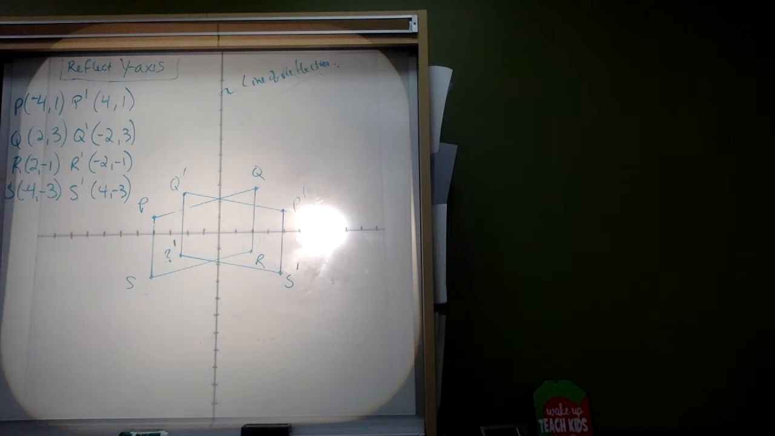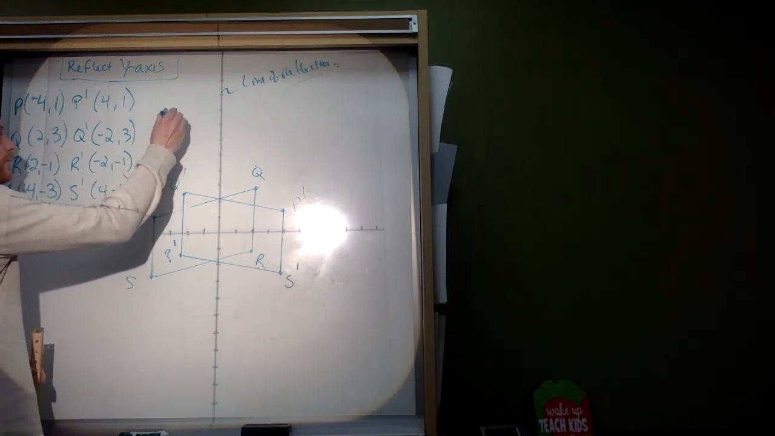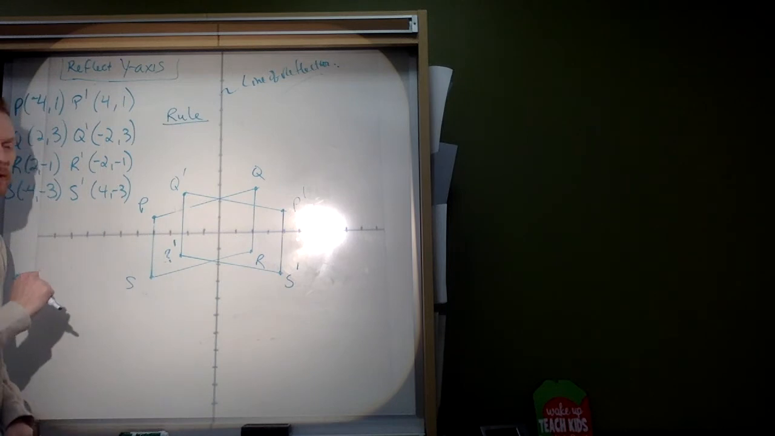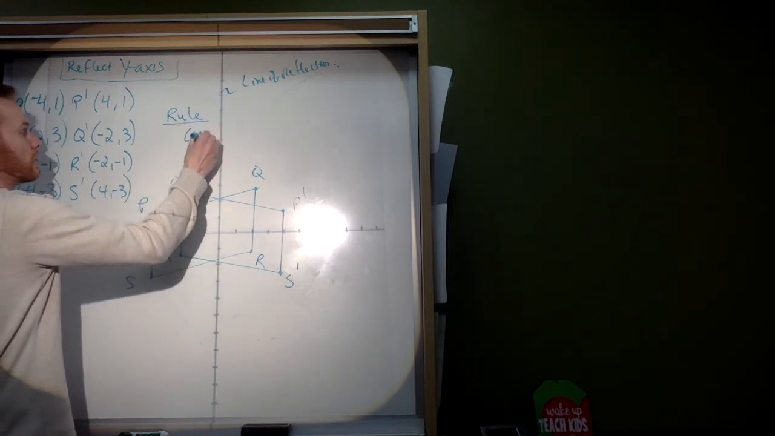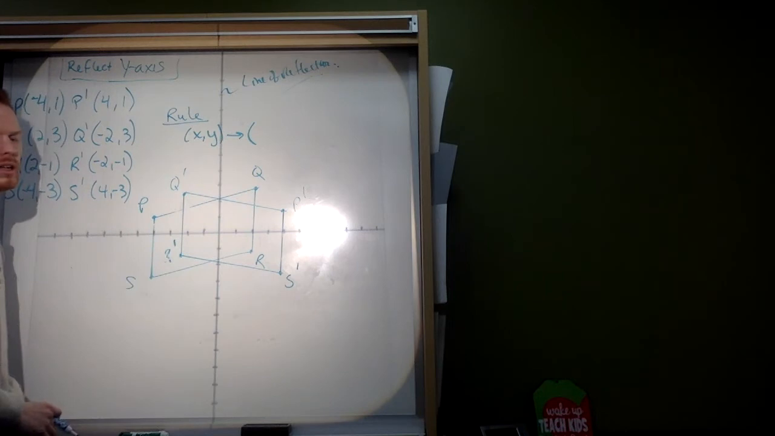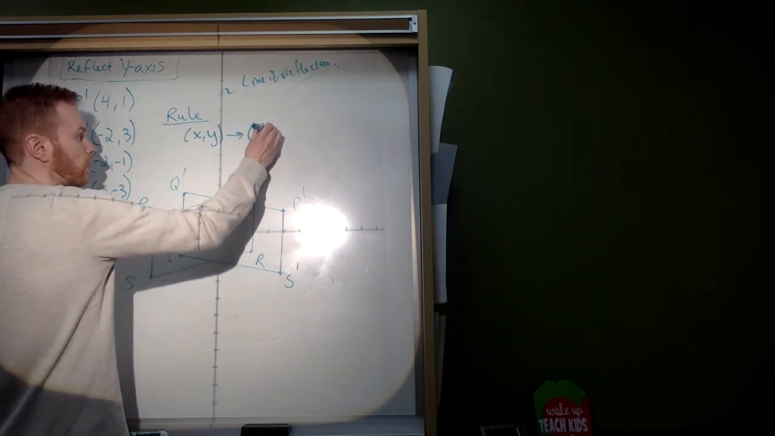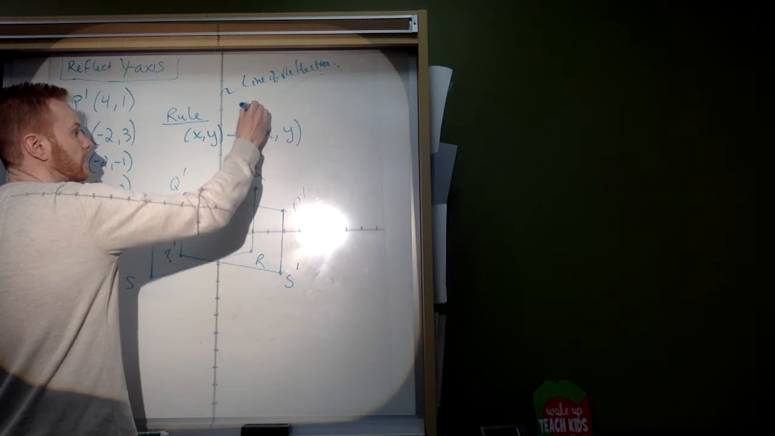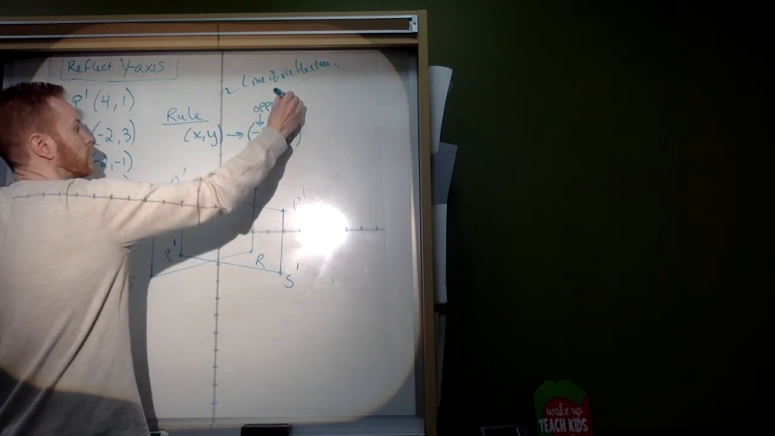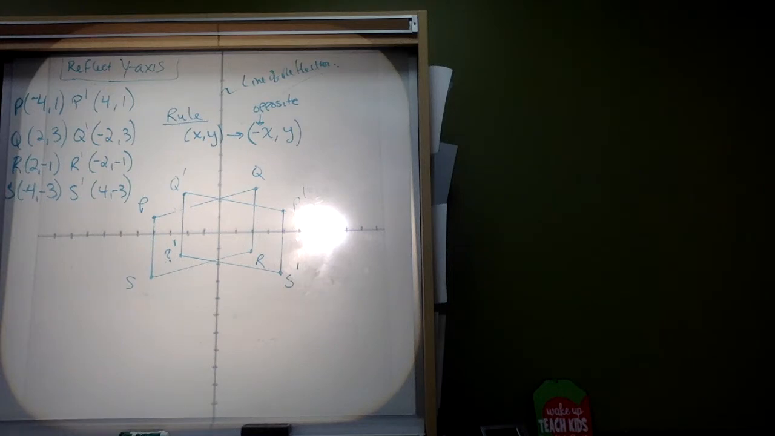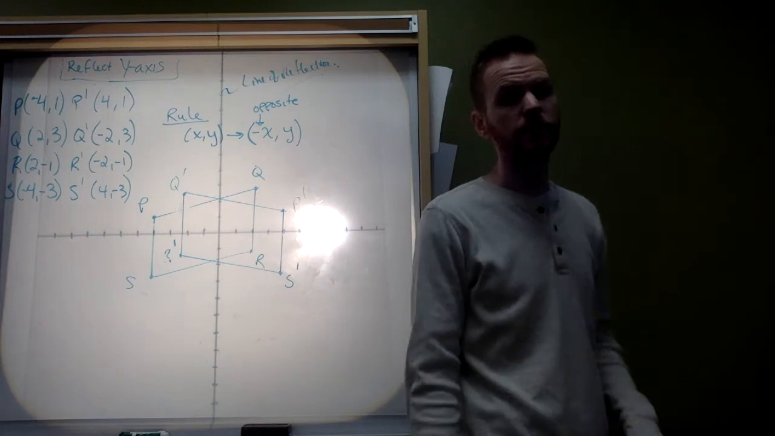Looking at the coordinates, I can see that the y coordinate stayed the same for each reflection. But the x coordinate, we can notice that the signs changed for each one of them. Therefore, the rule is, when you're reflecting across the y-axis, you take your point and you keep the y-coordinate the same, but you take the opposite sign for the x-coordinate. There's my rule. And I'd like for you to write that down in your notes as well. And this is just reflecting across the y-axis.